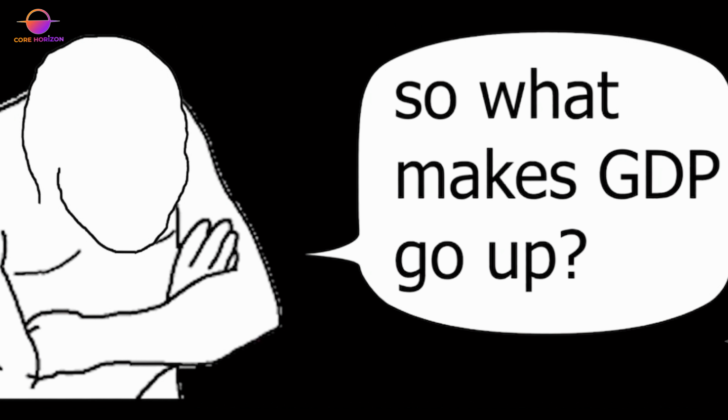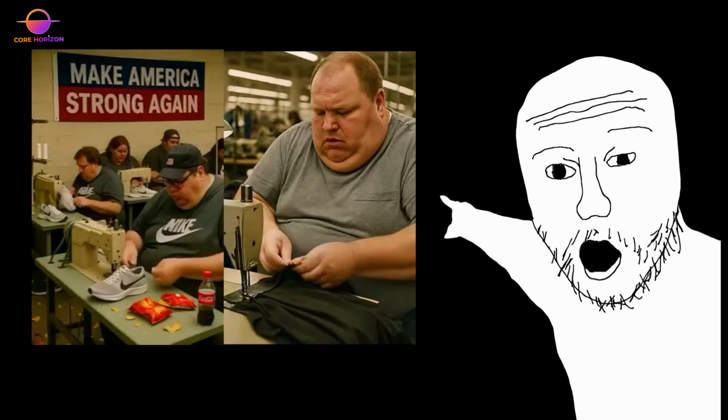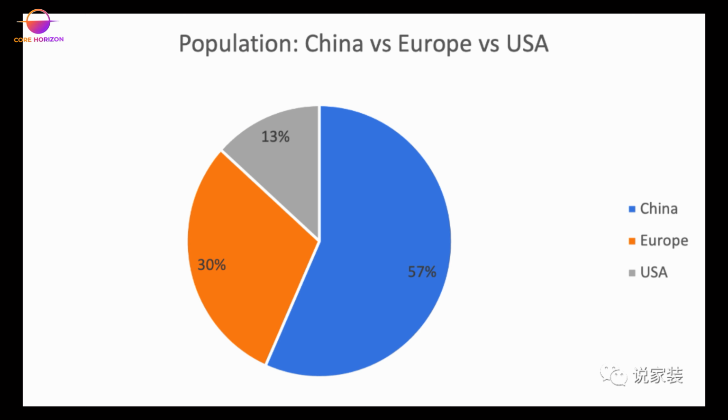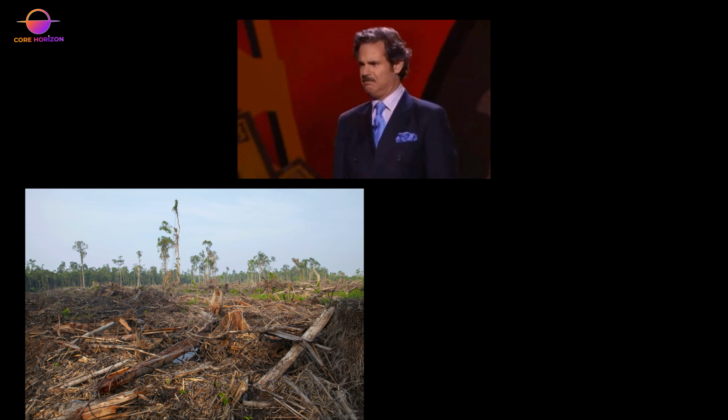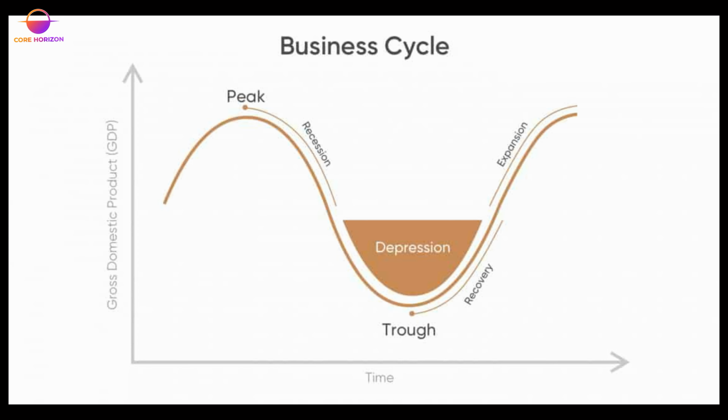So, what makes GDP go up? Usually more capital, better technology, and higher labor productivity, and sometimes just more people. But growth isn't always good. If it comes from deforestation or turning every river into a sewage pipe, it's technically growth, just not the fun kind. Also, GDP is sensitive to business cycles.